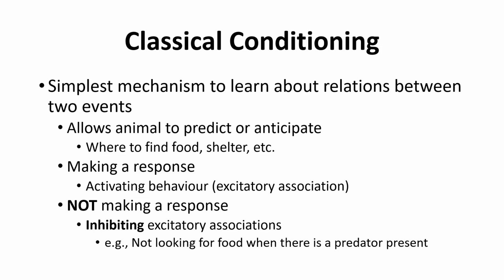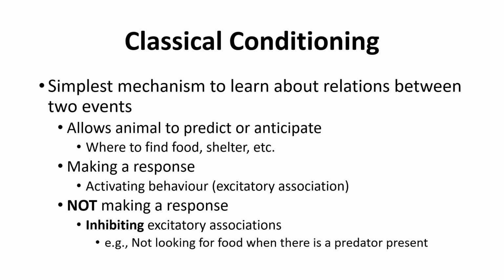Classical conditioning can be involved in making a response, so it can activate a behavior. If we have some kind of excitatory association where we do something in response to a particular stimulus, we would be making a response. But we can also see not making a response. So classical conditioning can be inhibitory. So if you have this urge to not do a response to a particular stimulus, like, say, looking for food if a predator is present. So you cannot do a behavior that you would usually do otherwise when a particular stimulus is present.